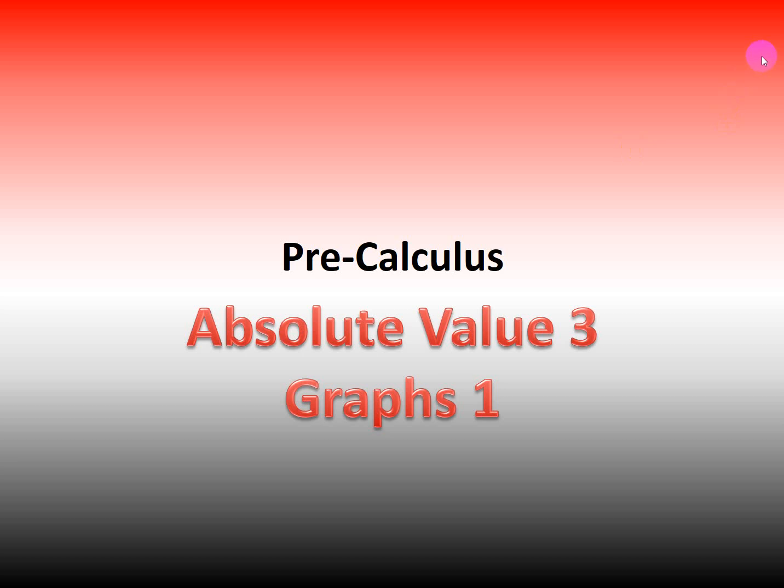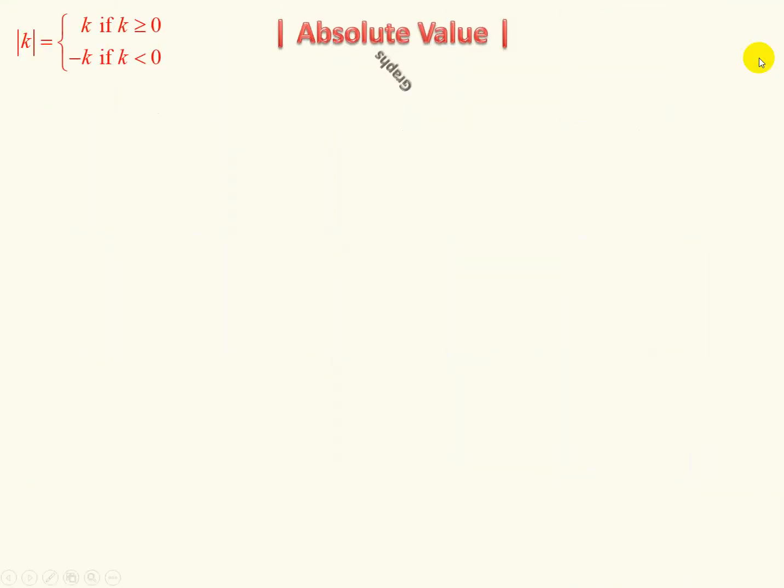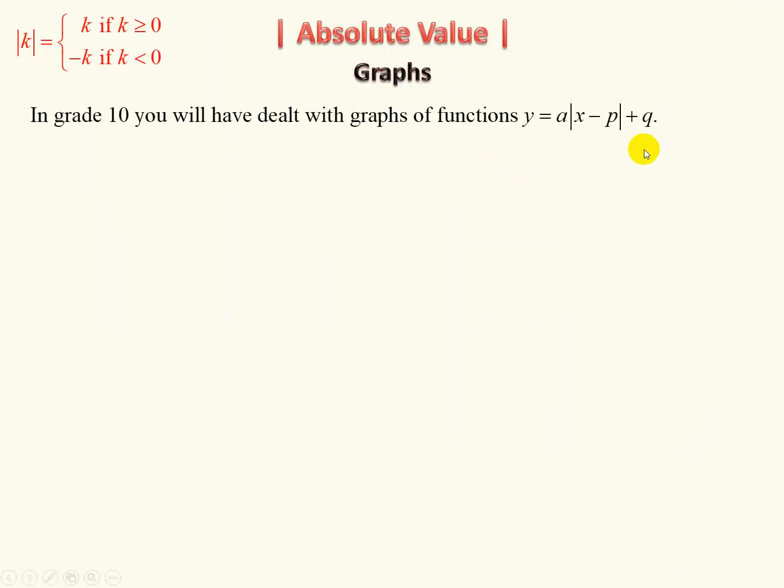We're now going to draw some absolute value graphs. In this section, we'll start with straight line graphs. In grade 10, you'll have dealt with functions, graphs of functions of this sort, y equals a into x minus p plus q. I'm not sure if you would have dealt with it in that form, but this is the standard form for the absolute value straight line graph.